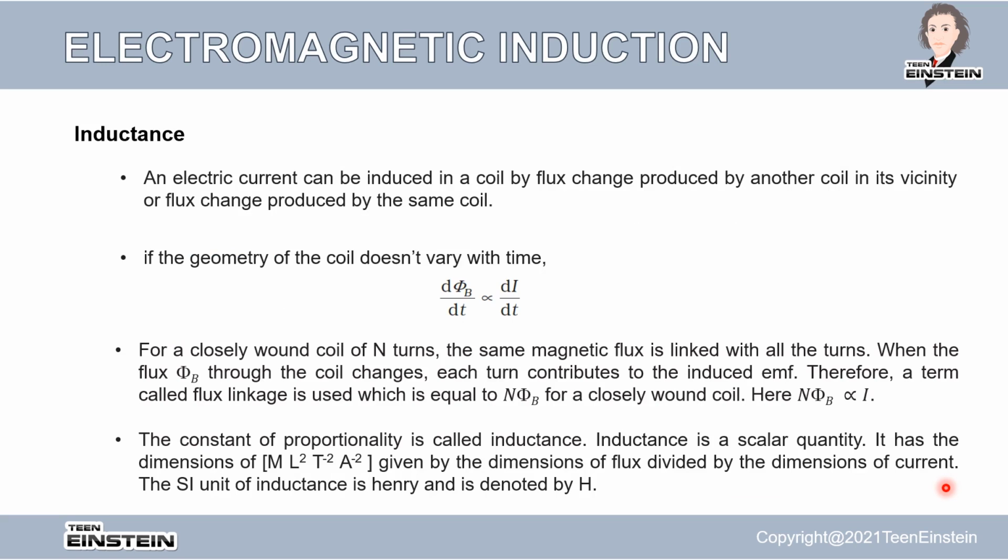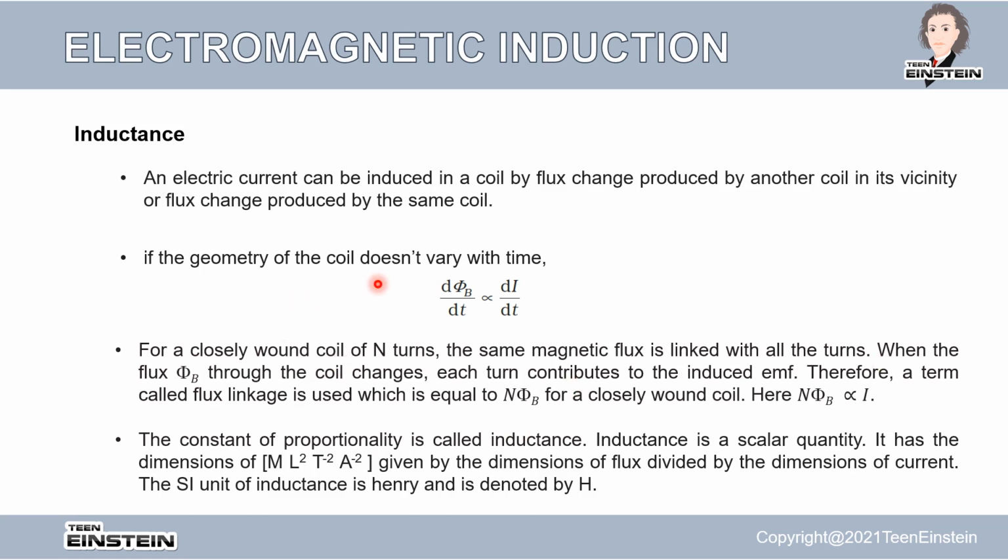So we talked about induction in general. We are going to define what is inductance. Just like we have defined what is resistance, what is capacitance, inductance is also a characteristic of the material, right? So an electric current can be induced in a coil by flux change produced by another coil in its vicinity, or flux change produced by the same coil.